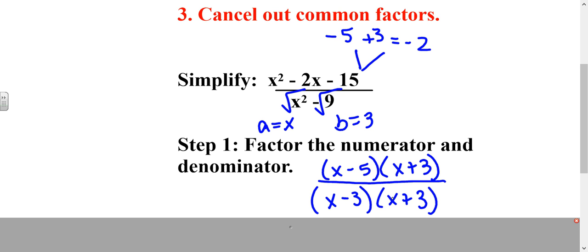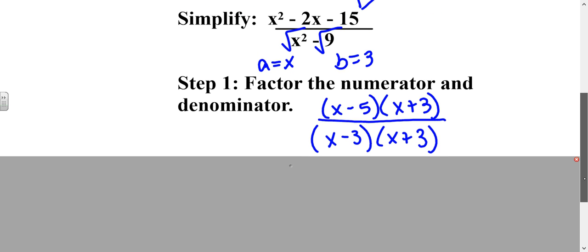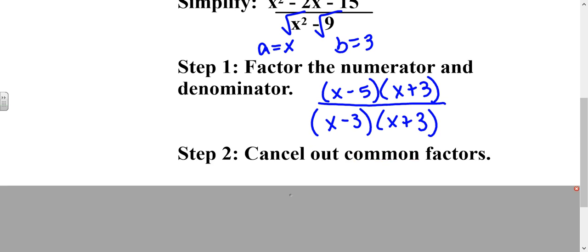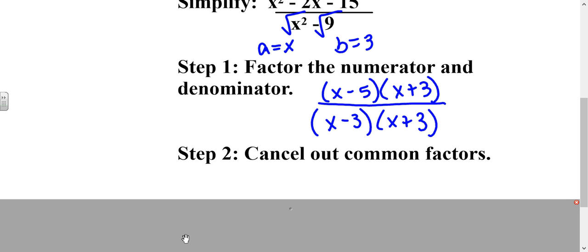If I were to double distribute that, it would come out to be x squared minus 9. So that's how you can check your answer if you're not sure you factored correctly. Then at the end, we would cancel out any common factor. Since I'm dividing, anything that's the same on the top and the bottom will cancel out. So my final answer will just be x minus 5 over x minus 3.